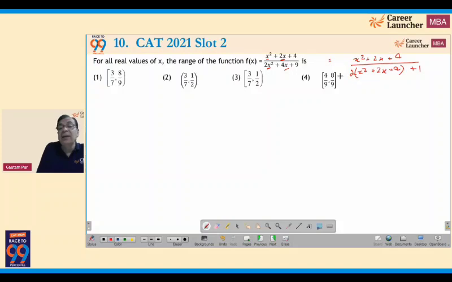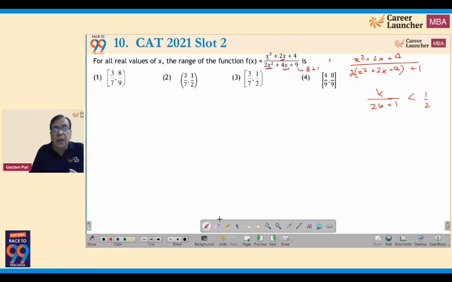Why have I done that? After all, 2x square plus 4x plus 9, I have written as 8 plus 1. Why have I done this? Because then I can write it. What does this tell me? This is nothing but k upon 2k plus 1. The moment you write it this way, it is very obvious. This will always be less than 1 by 2. Isn't it? This will always be less than 1 by 2.